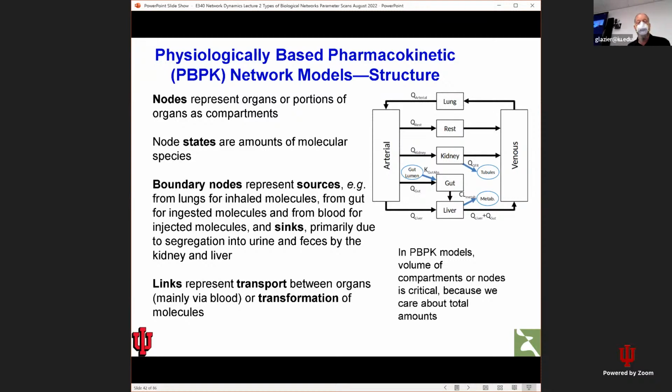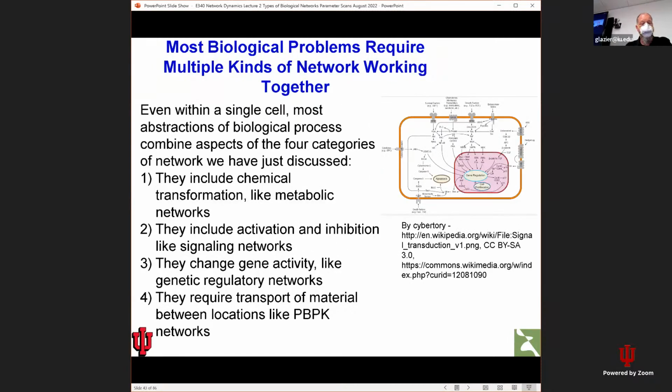Okay. In this case, nodes typically represent organs and portions of organs. Node states are amounts of molecule. You have sources like the gut, or outputs like the urine or the feces. The arrows represent transport or metabolism of the molecule. And so structurally, these models are pretty simple. They tend to be linear models, but the parameters are very important and they vary from individual to individual.